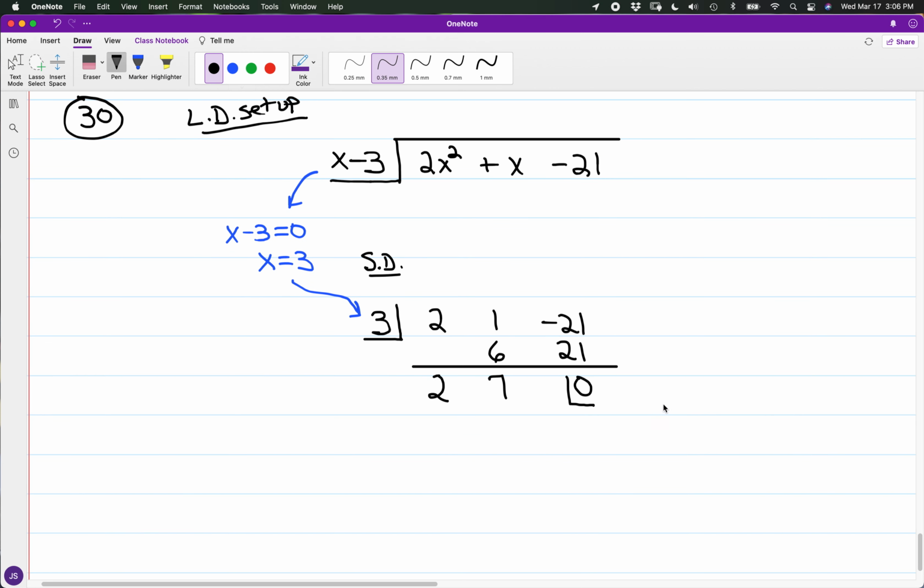So from here, we're going to have that the remainder is equal to 0, and we have the 2 and the 7 in front of the remainder. Again, this 2 represents 2x squared. Now that 2 is brought down, the degree in x goes down by 1. So this 2 will be in reference to 2x, and the quotient is going to be 2x plus 7.